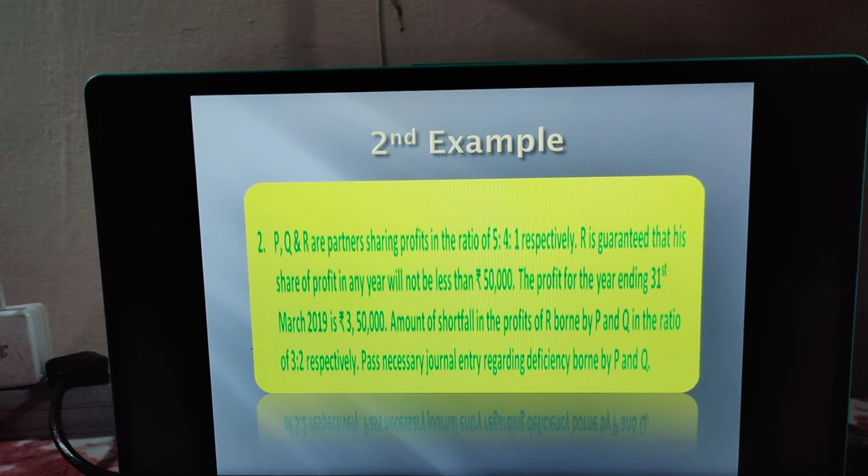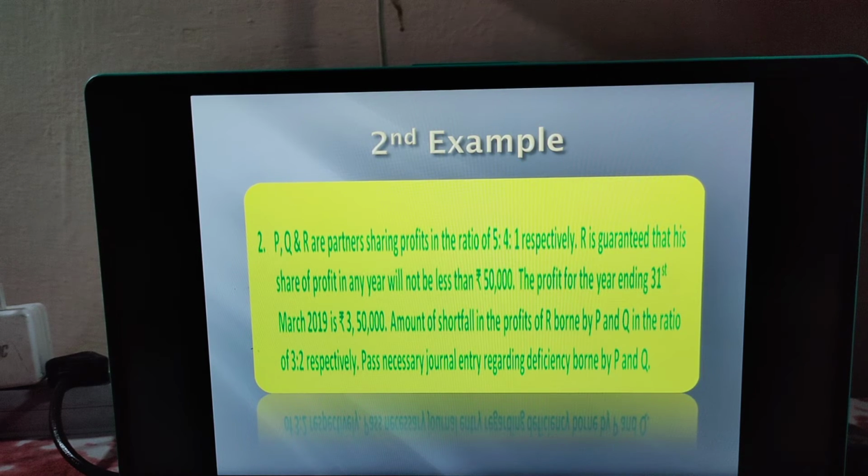See what is happening here? Here it is saying that whatever the deficiency or shortfall occurs, that shortfall would be distributed among P and Q in the ratio of 3:2, not in the ratio of 5:4:1. Okay, so what do we have to do? Pass the necessary journal entry regarding the deficiency borne by P and Q.